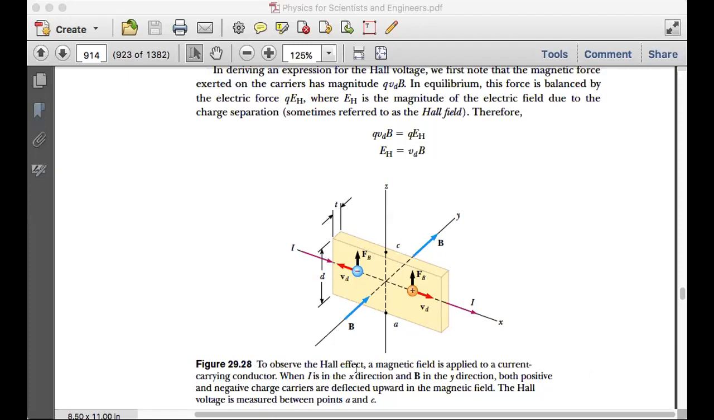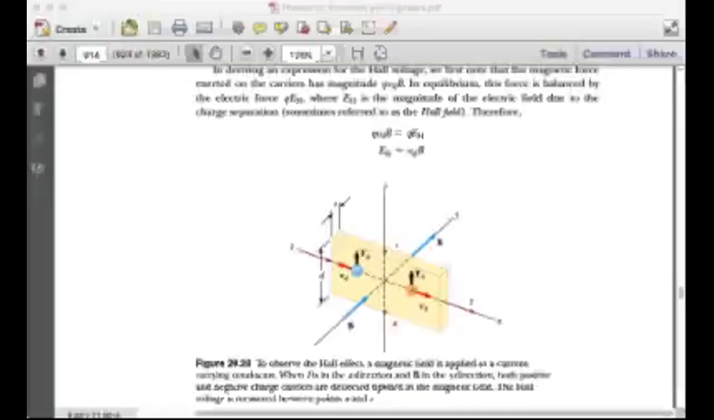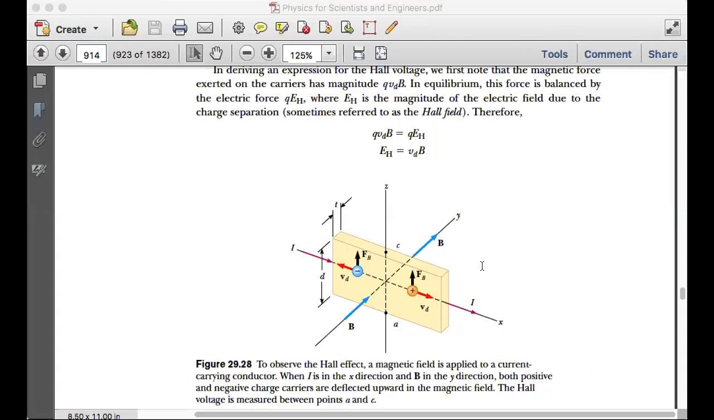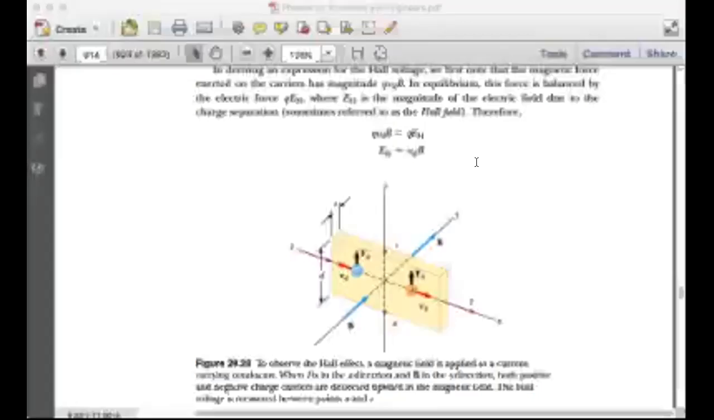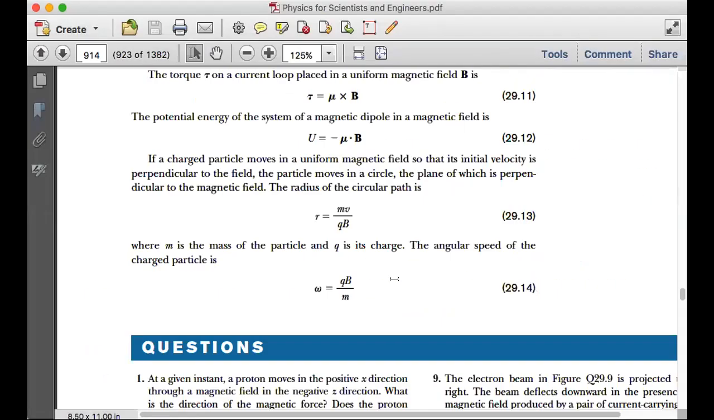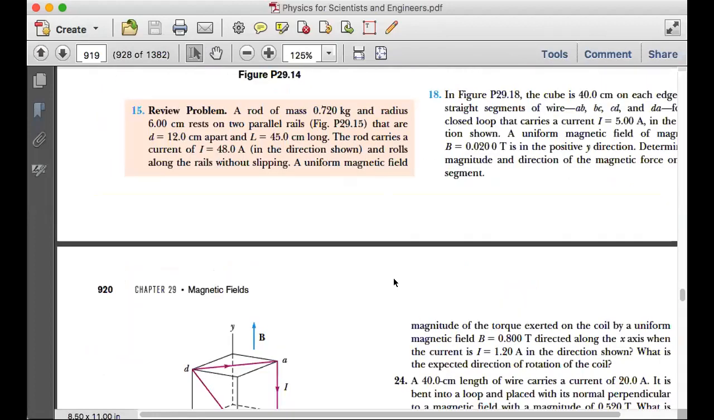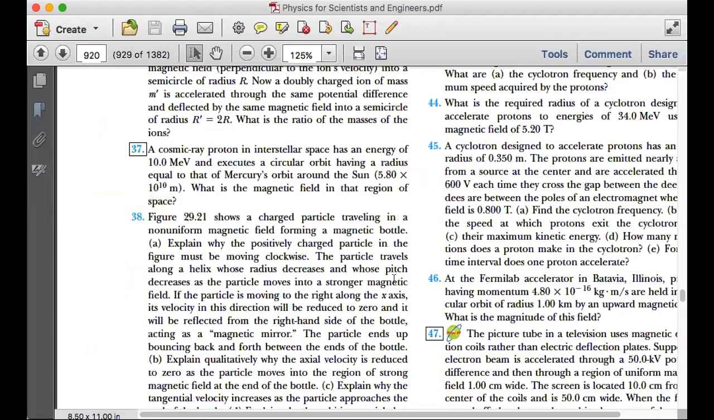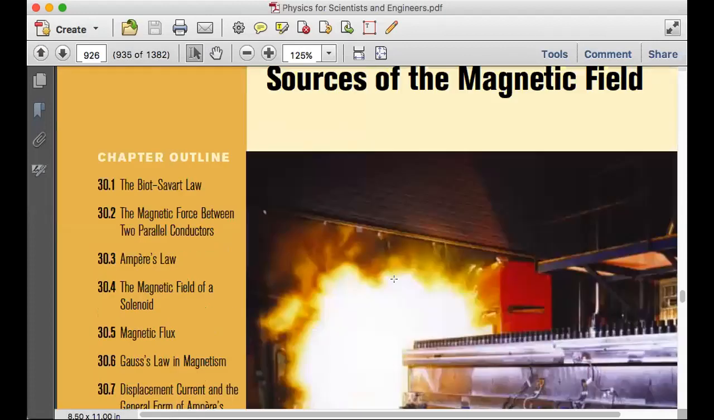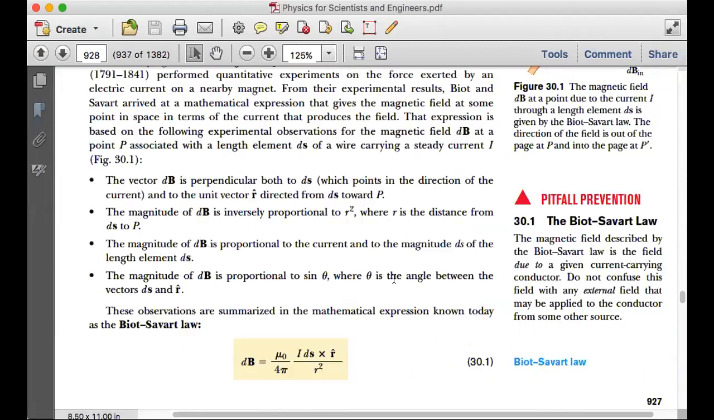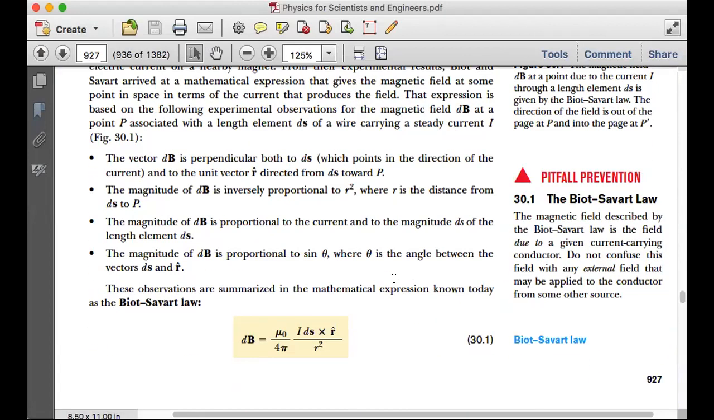This 29.1 is called, sorry. What do you see? I'm sorry. Do you see the Biot-Savart law or the other way around? Oh, okay. This one, sorry. Okay, this is 31, Biot-Savart law.